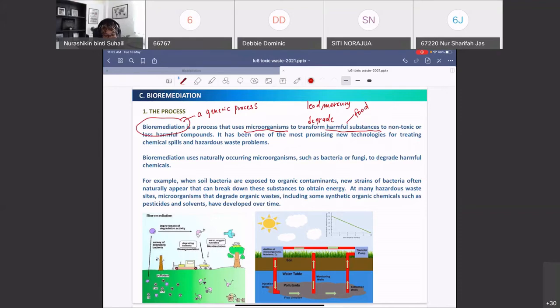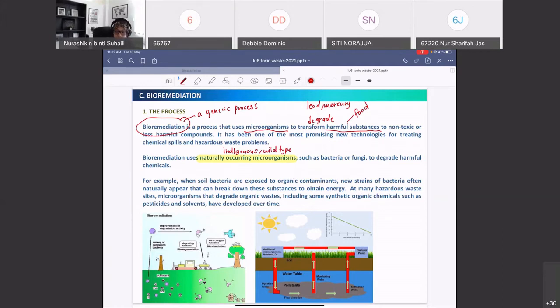Right. So you can see here, bioremediation uses naturally occurring microorganisms such as bacteria or fungi to degrade the harmful chemicals. So I introduced just now the term indigenous. You should know by now what indigenous means. Indigenous means something that is natural. We also call it wild type, but we don't say wild type in this context. We normally say wild type when we want to compare with the recombinant. But you should know that natural, wild type, and indigenous refer to the same meaning.